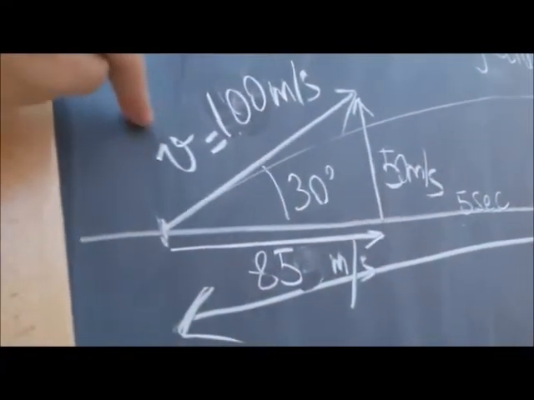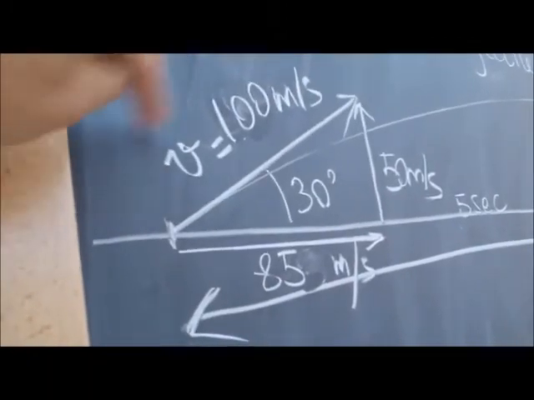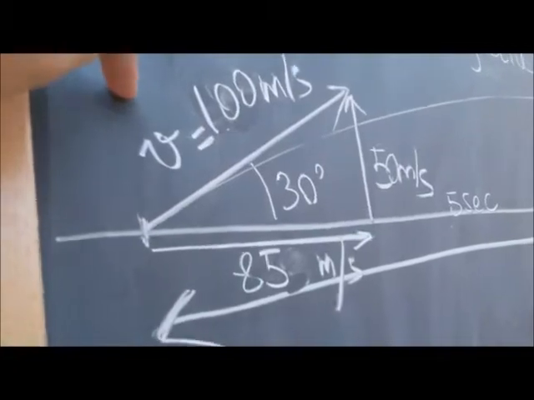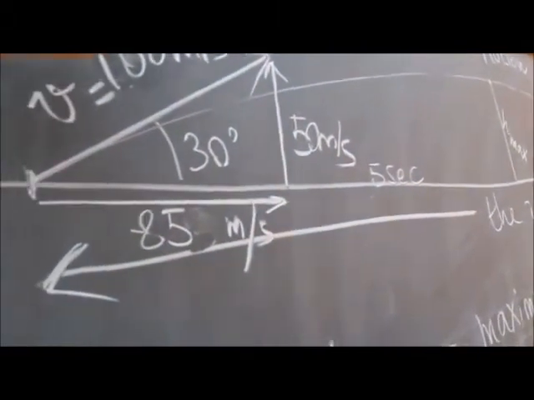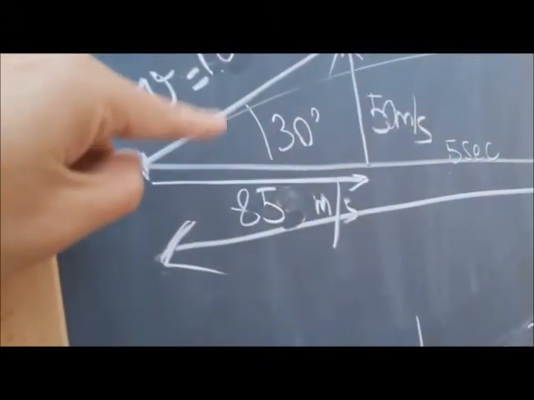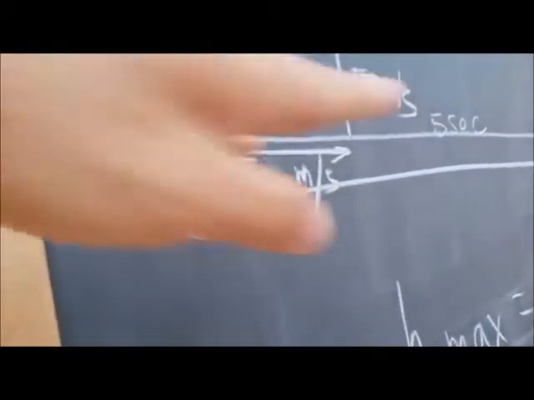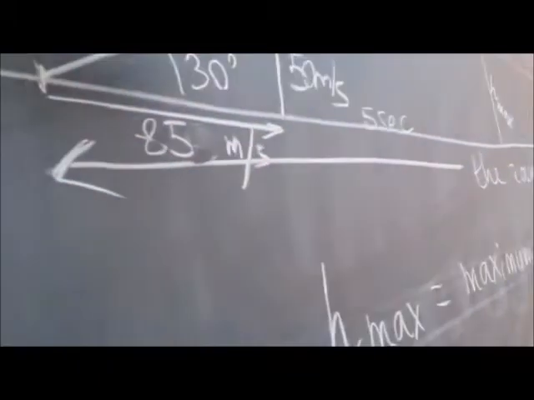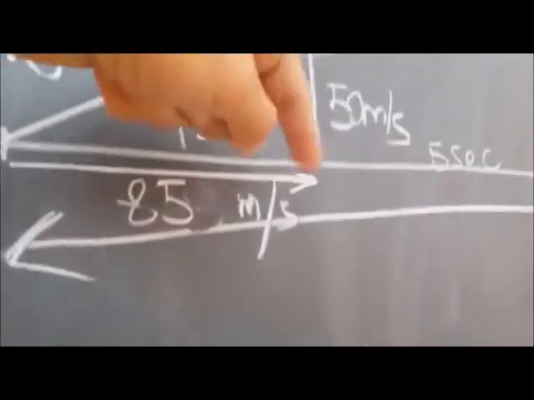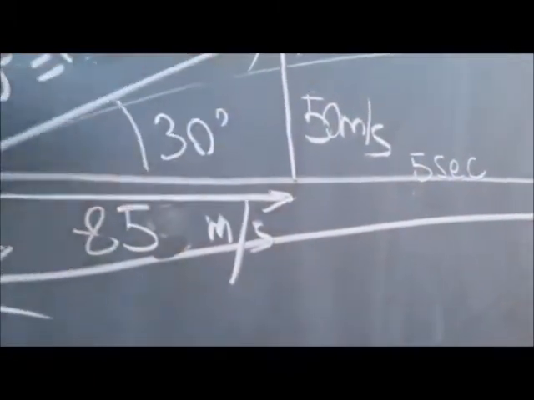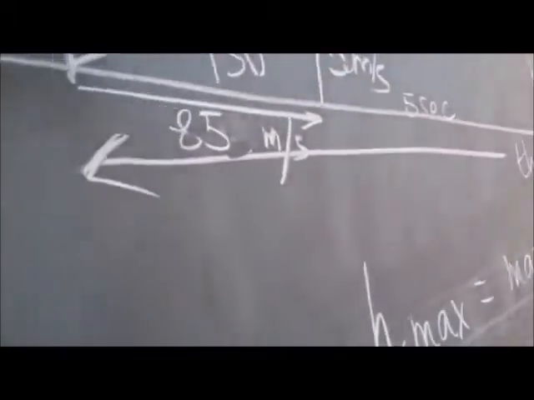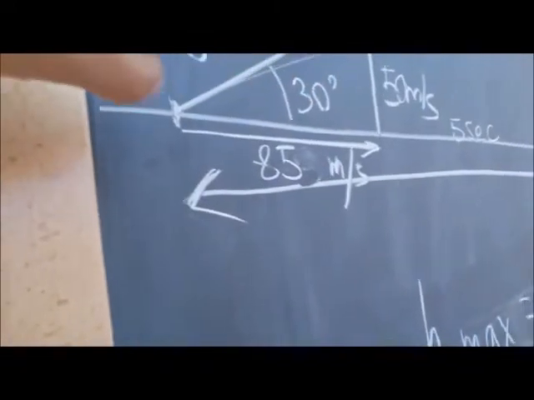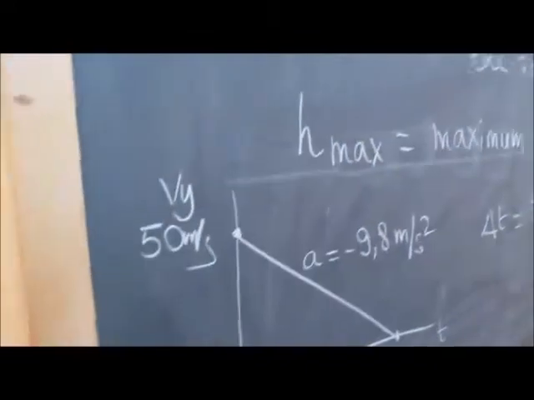Let's suppose that the initial velocity is a vector whose intensity is 100 meters per second, and the angle with respect to the ground is 30 degrees. The two components: the vertical component is going to be 50 meters per second, and the horizontal component is going to be 85 meters per second.